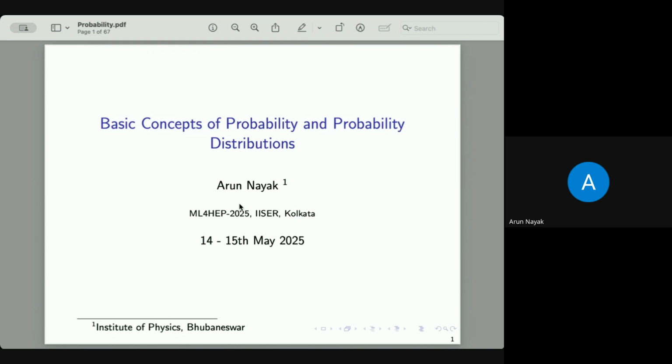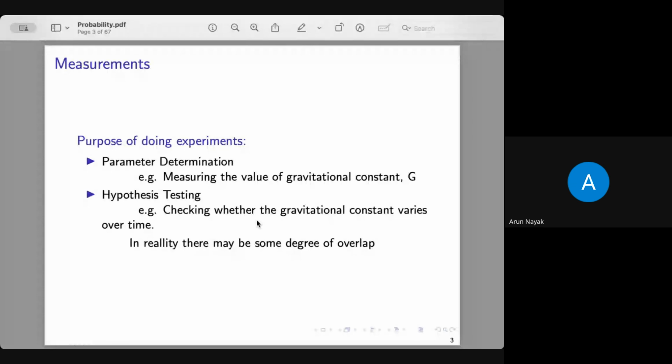Let me start with the question: why are we doing experiments? We do experiments because we have basically two motivations. Either we try to determine some parameter, say some unknown parameter of a model that we want to measure. For example, you want to measure the velocity of light or the gravitational constant, and so on. You are doing some experiment.